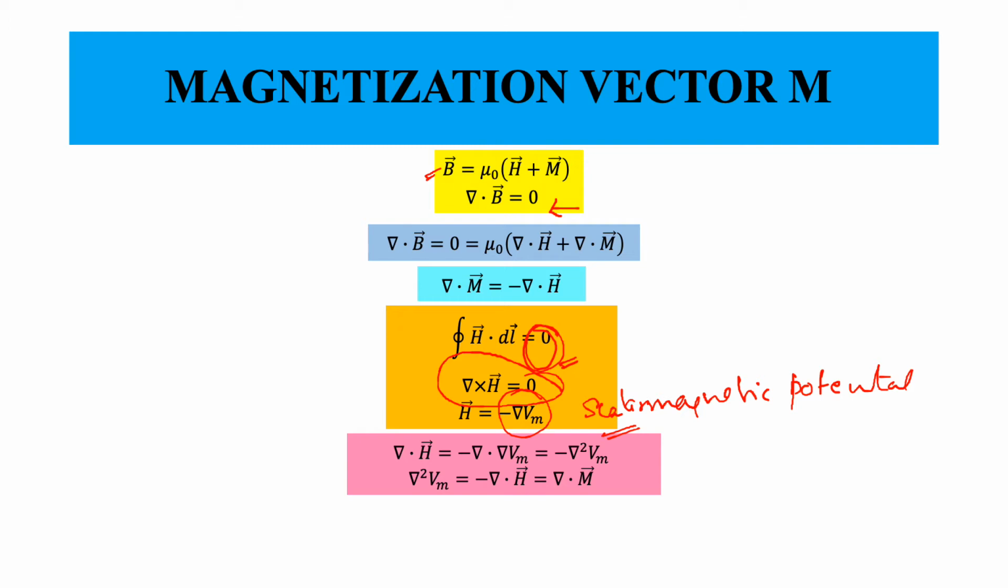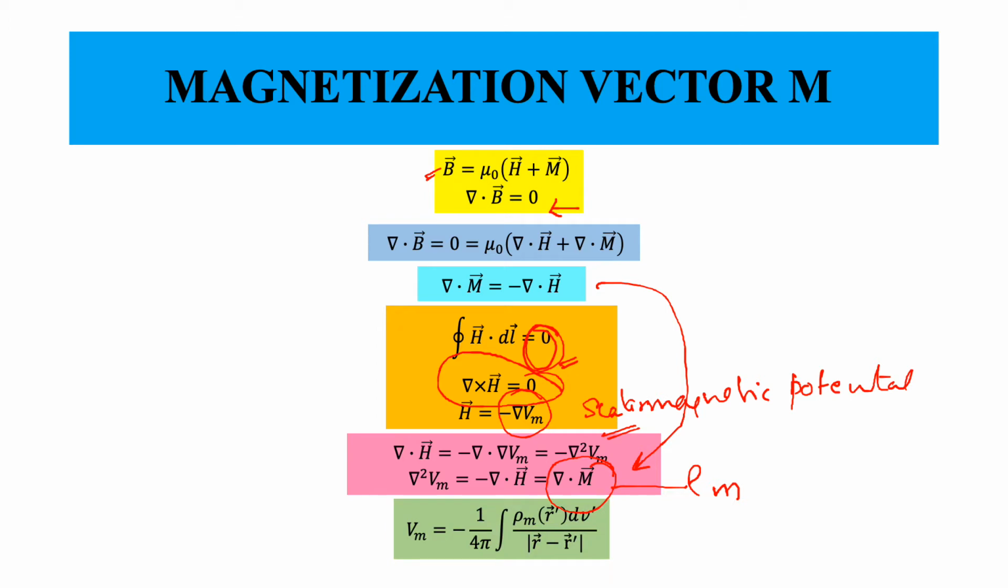So what is happening here, del dot H will be equal to minus del dot gradient of Vm, and if you solve this you will get del square Vm is equal to, if you reverse it, minus del dot H. So if you put from this equation, it is equal to del dot M. Okay, and if you think of this as some magnetic charge density rho m, then the expression for Vm, the magnetic scalar potential, will be minus 1 by 4 pi integration of rho m at the source point, dv prime divided by r minus r prime.